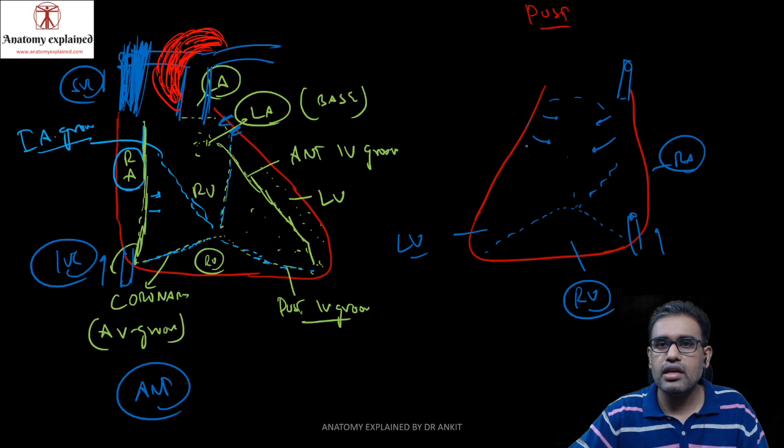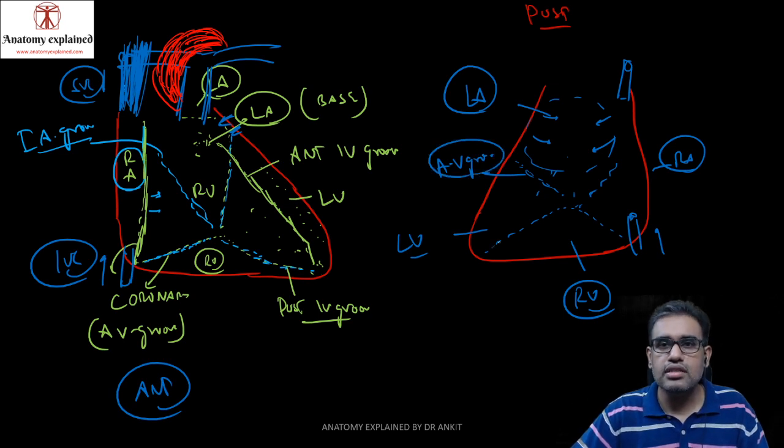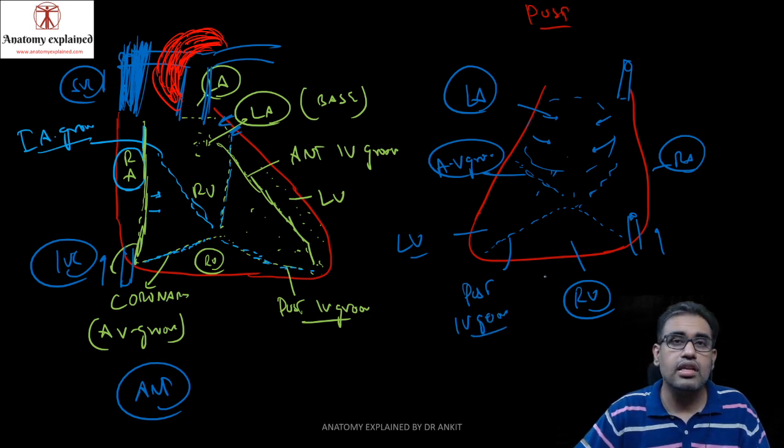And this whole part, that is your LA, that is your left atrium. And if we make this groove also, that will be your coronary groove, or you can say AV groove. So this is your left sided posterior AV groove over here. This is our posterior IV groove, the same over here, between the LV and the RV.